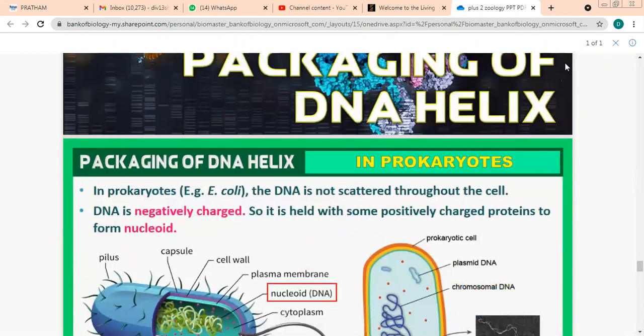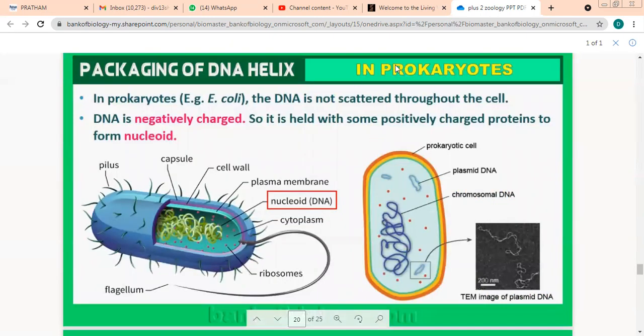Packaging of DNA in eukaryotes and prokaryotes is not the same, beta. In prokaryotes, it's comparatively very simple. Let me explain it to you. So the topic that we are going to do today is packaging of DNA. And first, we are going to study the packaging in which organisms? Prokaryotes or eukaryotes? Prokaryotes. It's on your screen.